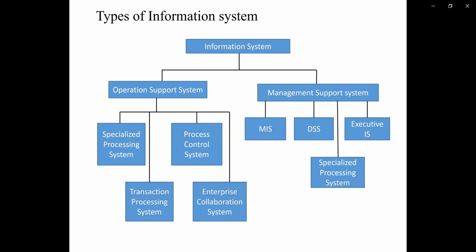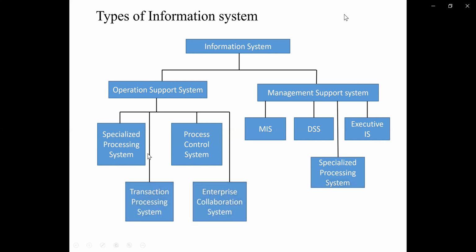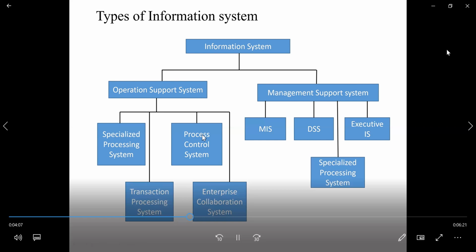Specialized processing system also contains processing systems. It is used for processing some type of operations. Both the specialized processing systems are used in the operational support system and management support system, because they are used for analyzing the data, for taking the raw data and analyzing the data.